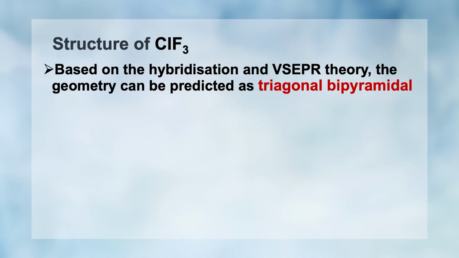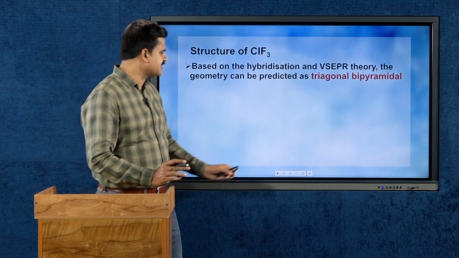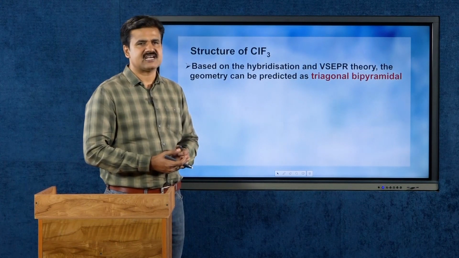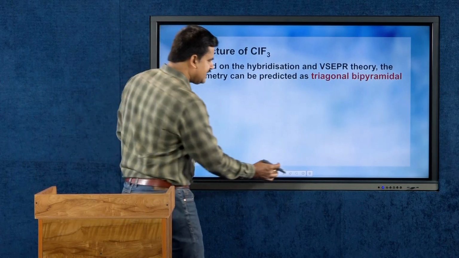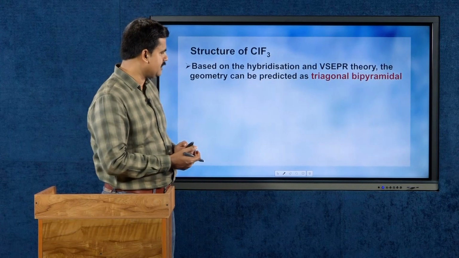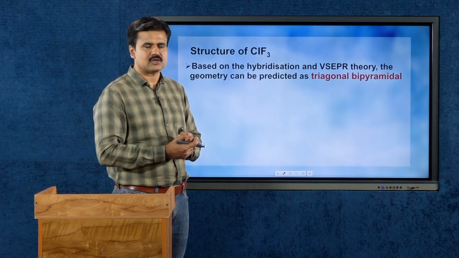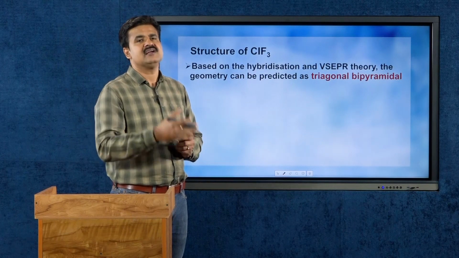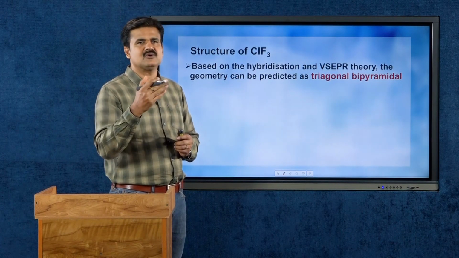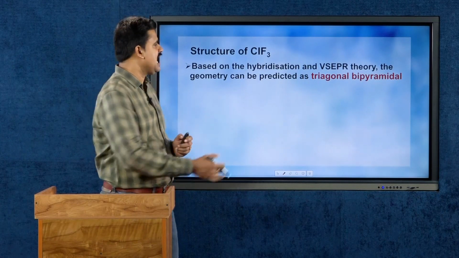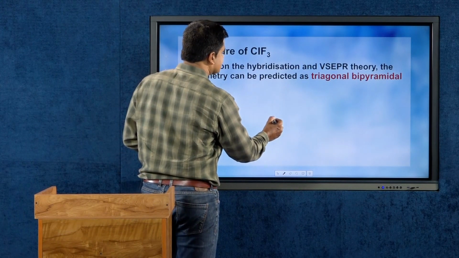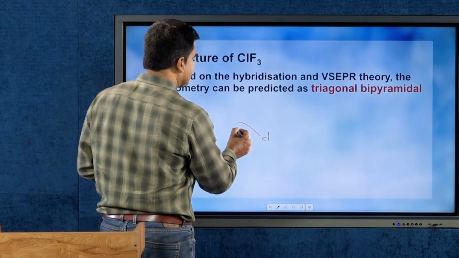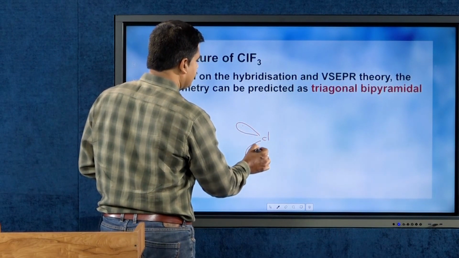Based on the hybridization and VSEPR theory, the geometry of the molecule can be predicted as trigonal bipyramidal. But from the previously discussed electronic arrangement, it is very clear that the central atom chlorine has 2 lone pairs of electrons. Therefore, in the trigonal bipyramidal geometry, the 2 lone pairs occupy the planar positions. That's why 2 lone pairs are also shown in the trigonal bipyramidal arrangement. I am simply representing that trigonal bipyramidal geometry with the 2 lone pairs like this. Here there is a central atom chlorine and 2 lone pairs are present on the central atom chlorine.